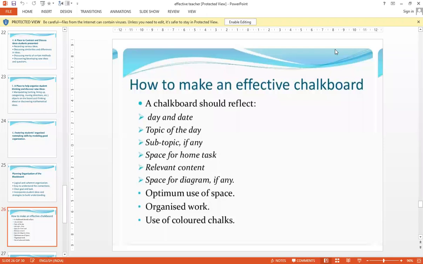By using different kinds of colored markers, it will attract students much better, and it will make our classroom much more presentable. So in order to make our classroom board look good, we have to make use of all these tools.